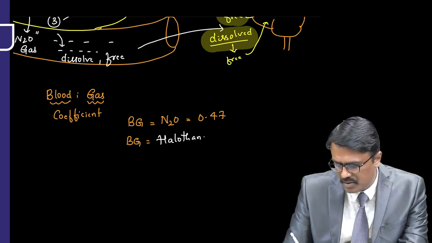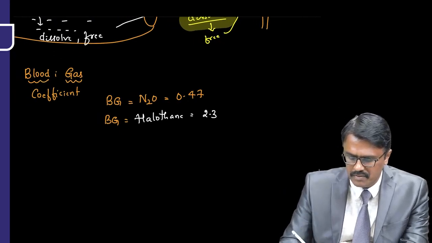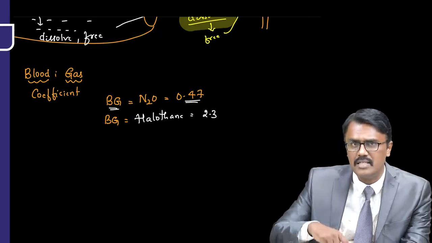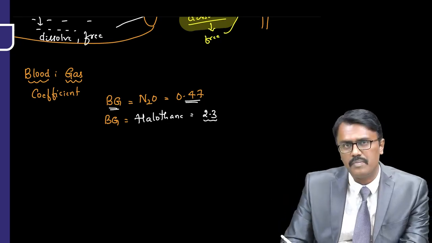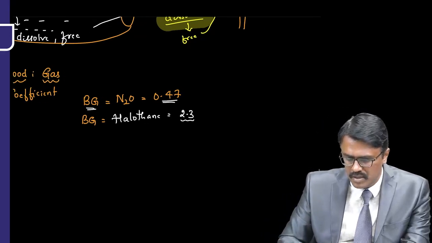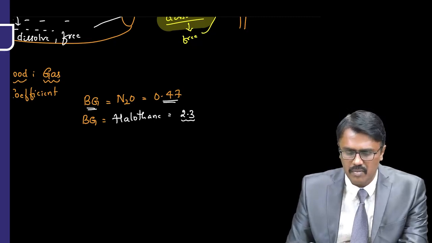Halothane has a blood gas coefficient of 2.3. What do you mean by that? The meaning is, if this coefficient is low, the drug is less dissolved and more in free form. If this coefficient is more, the drug is more dissolved and less in the free form. Remember, this will tell us how much is dissolved and how much is in free form.